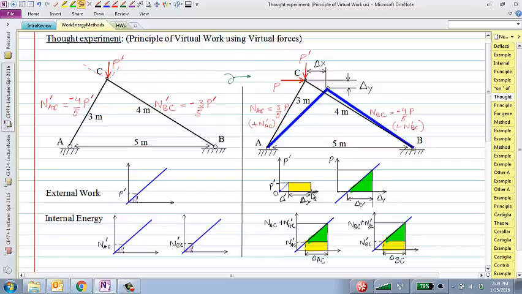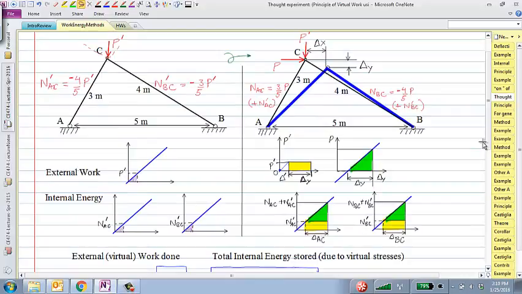This plot is showing you that from this point all the way to this point is the contribution to the external work done by P prime, if that makes sense. And this plot shows that up until this point there was no real P, no real horizontal force, and then we slowly applied this actual real load. The work done by the actual real load is still a green triangle. The virtual work done would be this yellow rectangle. And since the total external work done would still be equal to the total internal energy stored, this yellow rectangle would be equal to the energy stored within these two members due to these two forces.